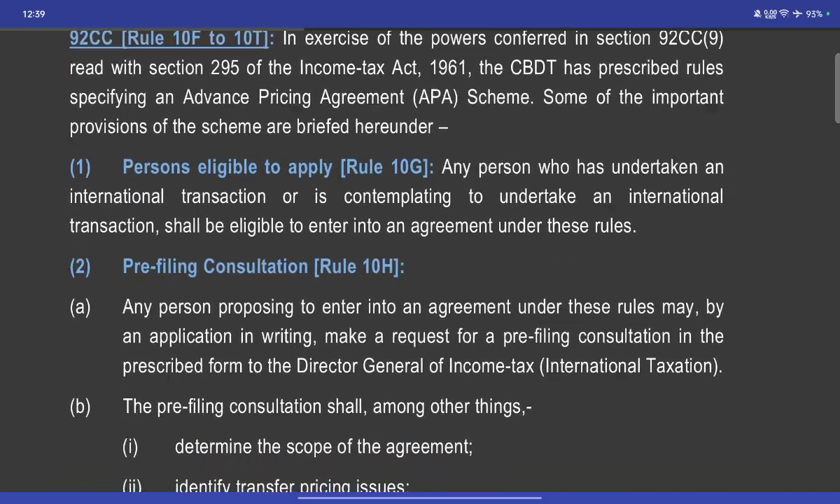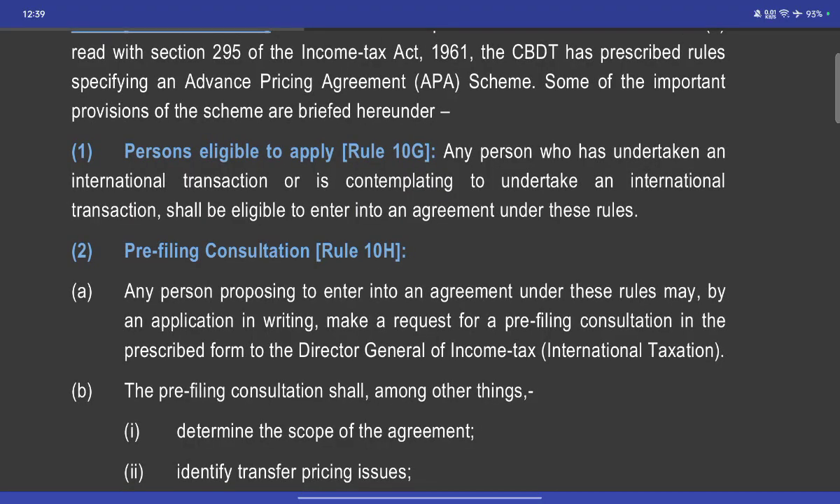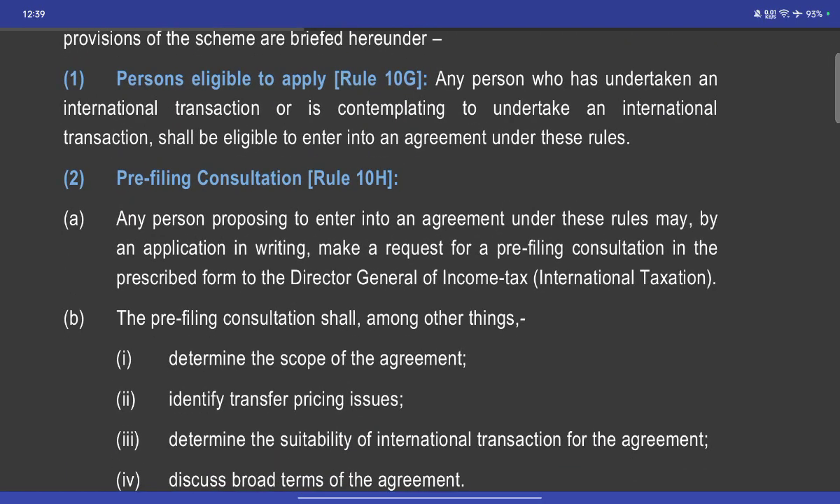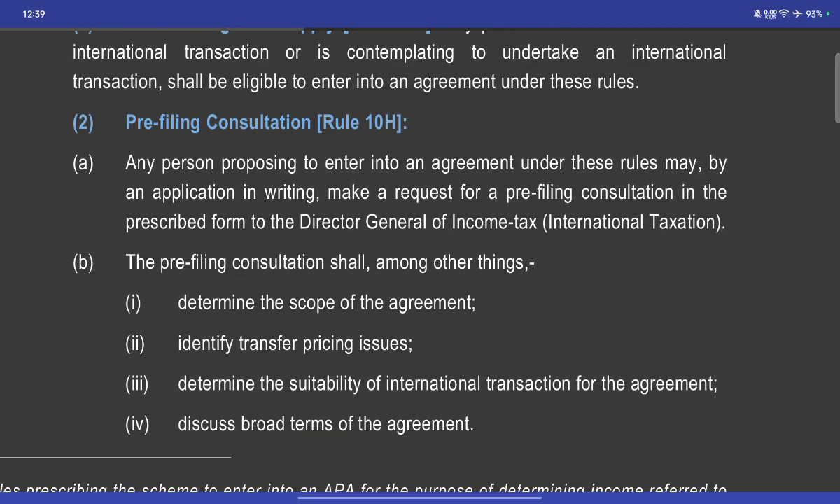Such important provision schemes: brief the person eligible to apply, rule 10G. Any person who has undertaken an international transaction or is contemplating to undertake an international transaction shall be eligible to enter into an agreement under these rules.